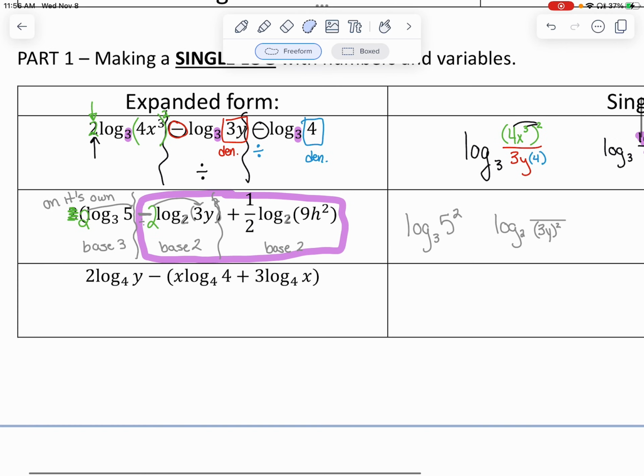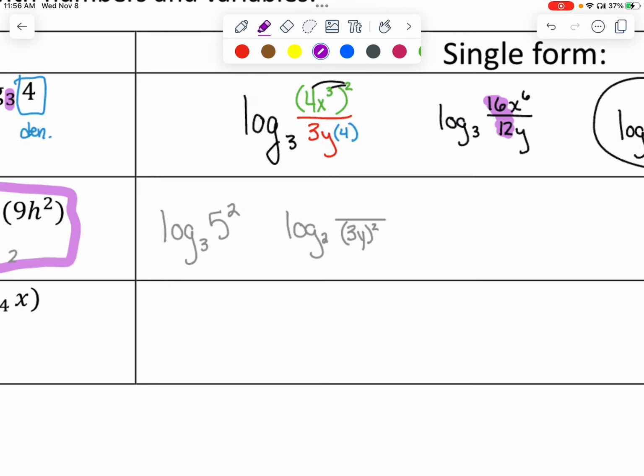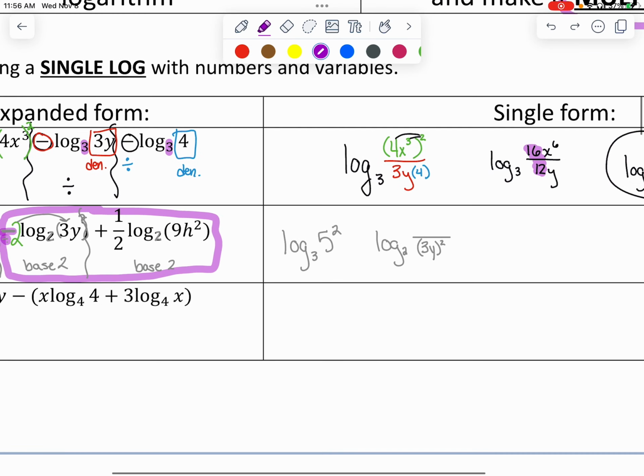Okay, let's just restate that. I'm not sure everybody caught that. Because this was a minus sign, it's a division problem. So that's why I put my 3y squared on the bottom. Might want to rewind that if you need to take a look.